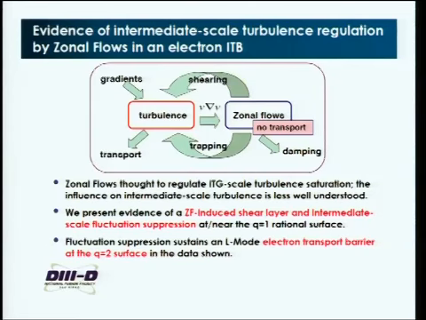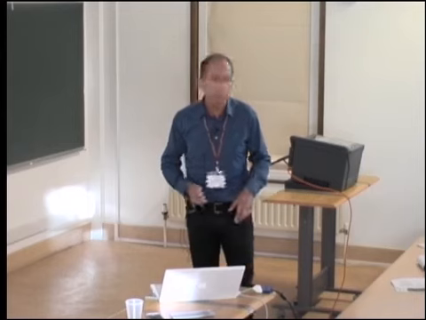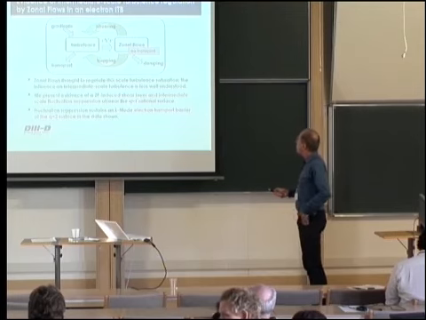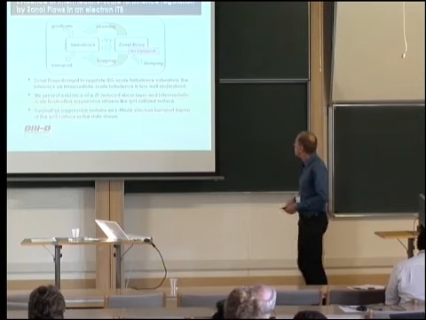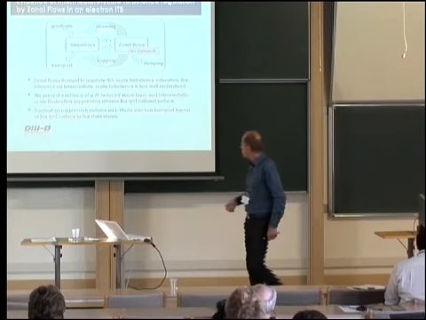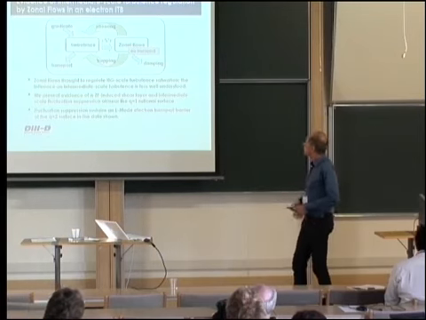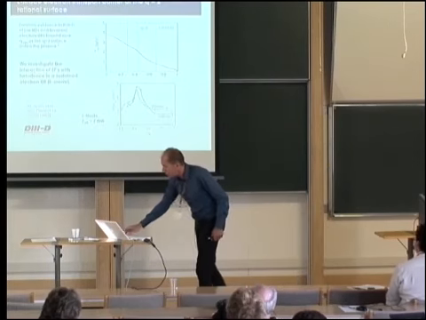Okay, so I just wanted to briefly touch on some measurements of zonal flows that we have made using the Doppler backscattering system. Zonal flows are normally thought to influence mainly ETG scale turbulence, so the influence on intermediate and small scale turbulence is less well understood. We present evidence of a zonal flow induced shear layer and intermediate scale fluctuation suppression near the q equals 2 rational surface. And this fluctuation suppression sustains an L-mode electron transport barrier at the q equals 2 surface here.